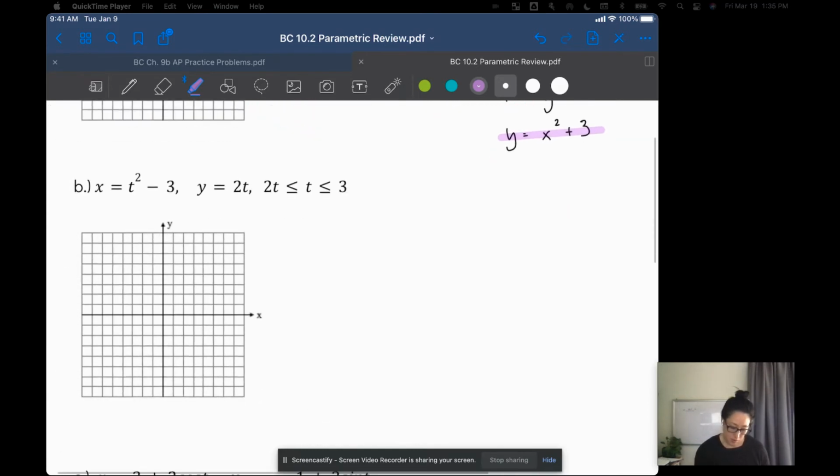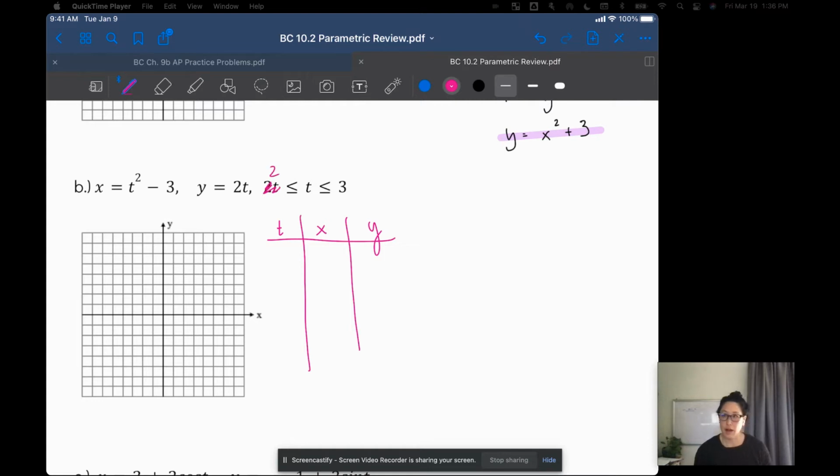All right, let's do another one. We're going to build our table. I have t, x, and y. Go ahead and substitute in your values. Oh, actually, this time, I have a mistake. My domain is restricted from -2 is less than or equal to t, which is less than or equal to 3. So I can only substitute in values between -2 and 3. So I'll just do the whole numbers between -2 and 3.